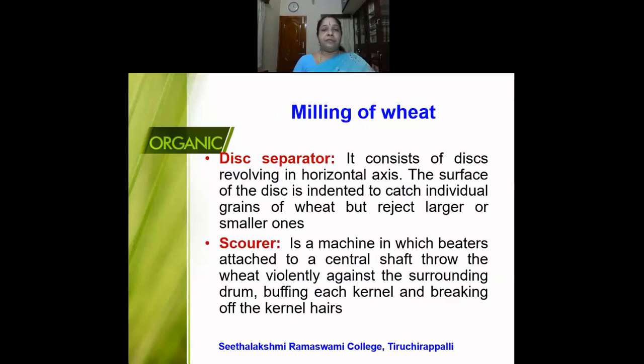So there is a shaft. When you switch on, the shaft will rotate, because of which the wheat will be thrown on the surrounding drum. When it is thrown with a very strong force on the surrounding drum, the kernel will break, right? It will buff the kernel and the kernel will break, and the hairs that are present in the kernel, when we saw the structure of the wheat, I told you there are hair-like structures present at one of the edges of the wheat. So the hair-like structures are removed, and also the wheat kernel. What is the wheat kernel? The grain of the wheat is called the wheat kernel. They are broken.